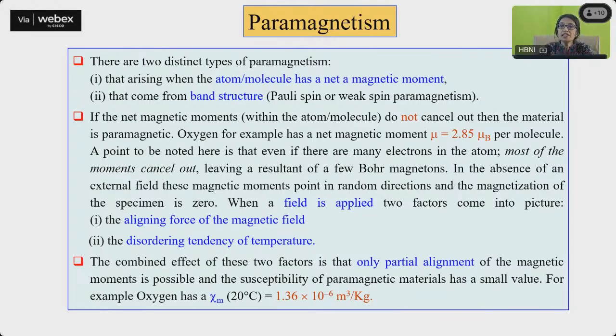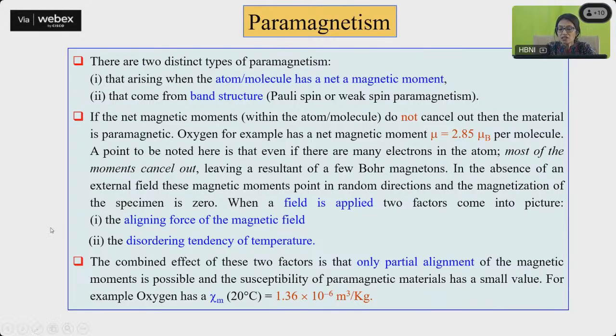When you apply a field, two factors come into the picture. One is that the external field is going to align all these different magnetic moments along the direction of the magnetic field. Along with it, there is also a disordering tendency of the temperature. These two opposite forces come into the picture, and ultimately you get only a partial alignment. That is why the susceptibility of paramagnetic materials has a very small value.